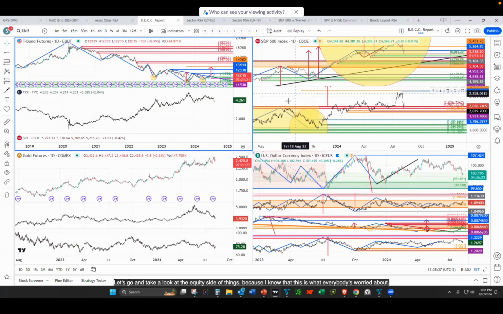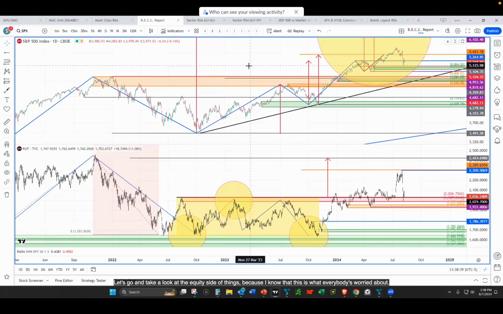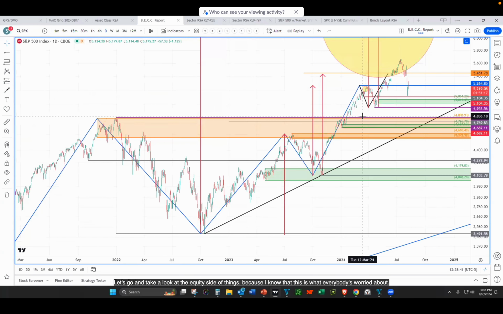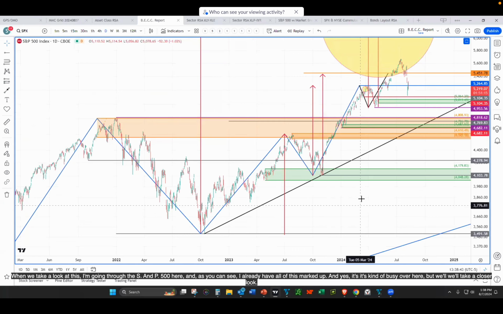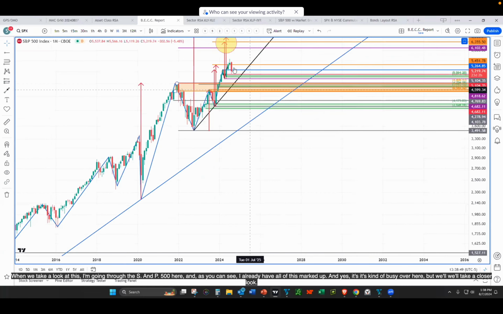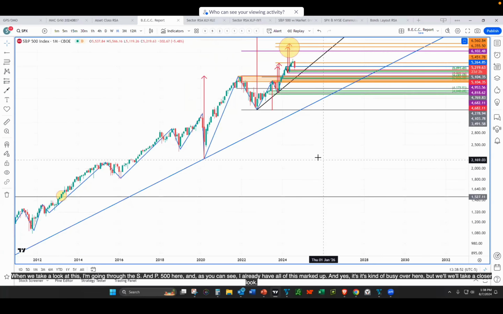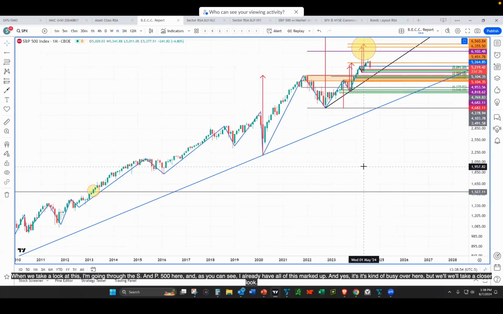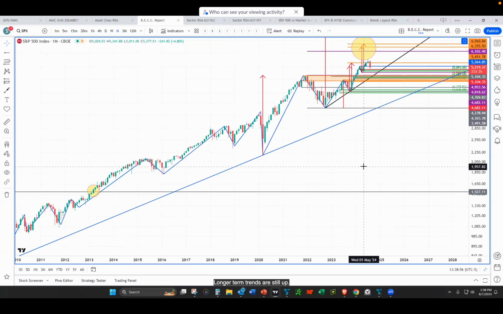Let's go ahead and take a look at the equity side of things, because I know that this is what everybody's pretty much worried about. When we take a look at this, I'm going through the S&P 500 here, and as you can see, I already have all of this marked up. And yes, it's kind of busy over here, but we'll take a closer look. Longer term trends are still up. Okay, that is without a doubt. Longer term trends are still up.